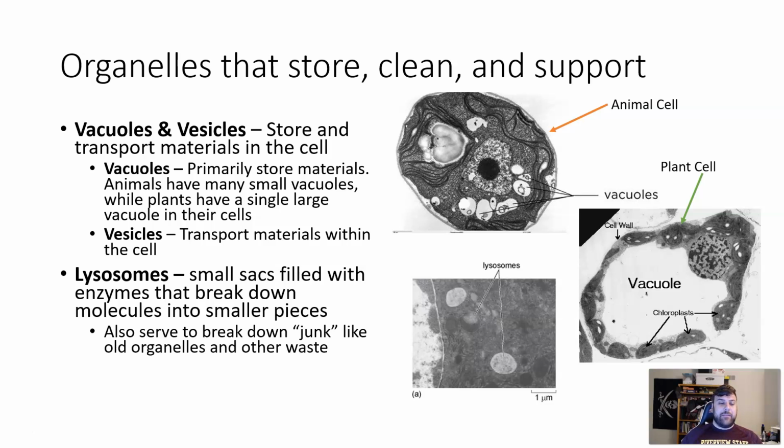First is that they break things down into more usable pieces for the cell. So taking large molecules and breaking them down into their components that the cell can actually use. Second is that they also serve to break down junk, like old organelles or other waste material that the cell needs to get rid of or wants to get materials from. And these are mostly found in animal cells. A few are found in plant cells from time to time, but these are mostly part of animal cells.